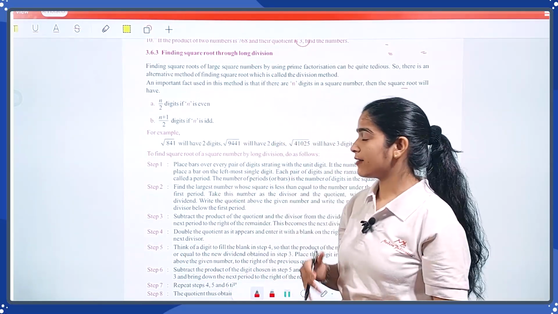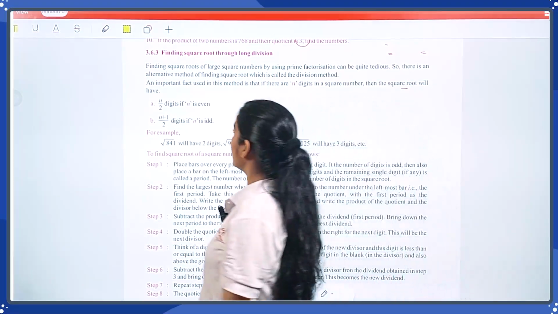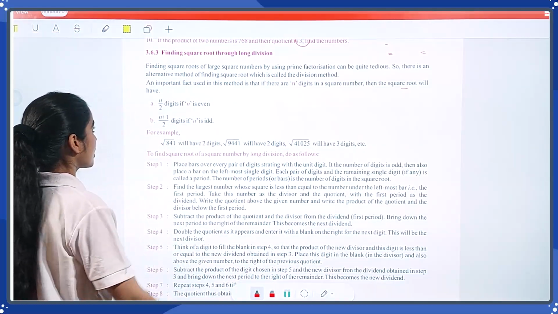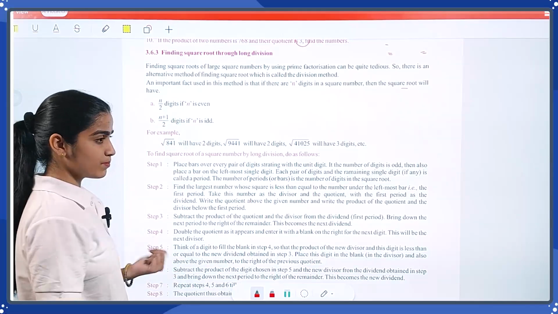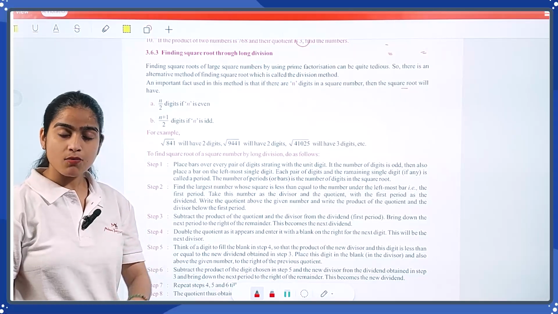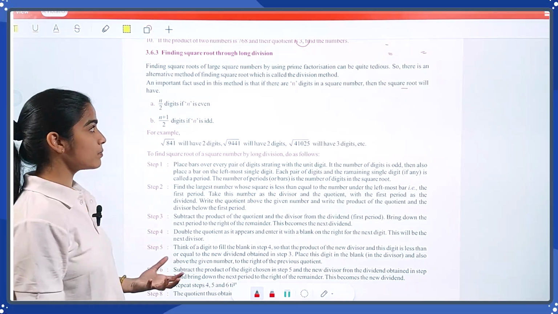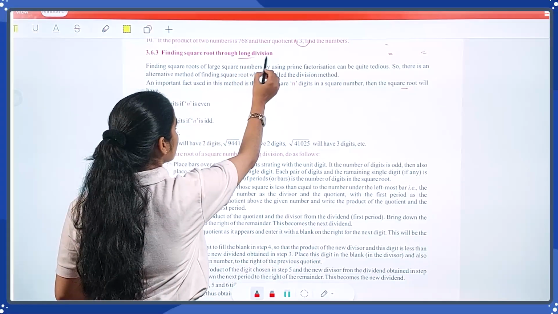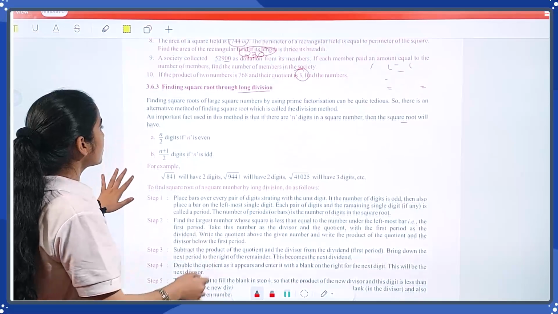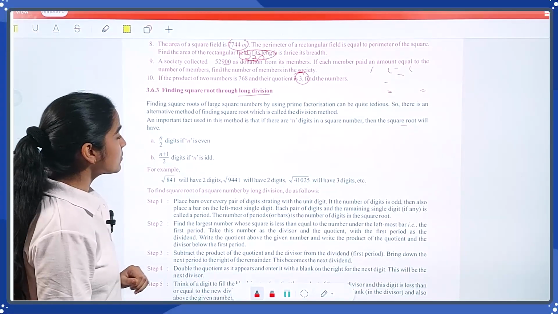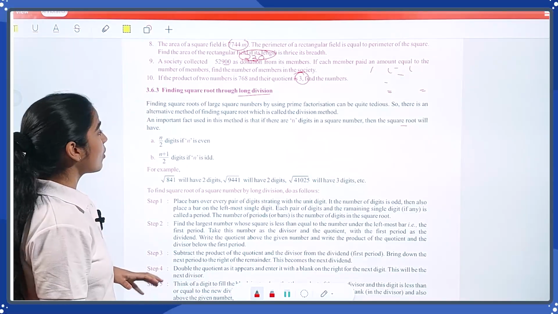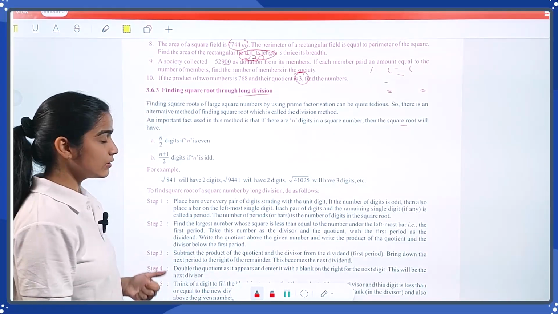So students, now we have another concept, which is finding square roots of large numbers through the long division method. In the previous exercise, we found the square root with the help of the prime factorization method. Now we are finding the square root with the long division method, which is a new method. Finding square roots of large square numbers by using prime factorization can be quite tedious, so there is an alternative method called the division method.